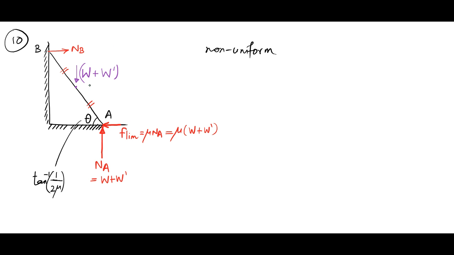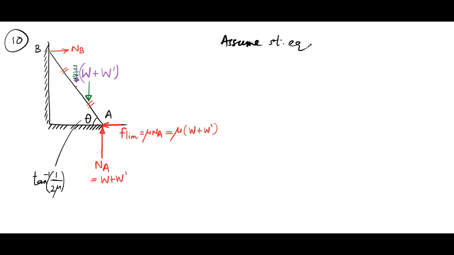Let us say that W plus W dash acts at a lower position over here. The force is the same in magnitude, but rather than acting at this point, it's acting closer to A. Now, does the ladder remain in equilibrium? Let's figure that out. One of the ways to do it is to assume static equilibrium and then check for contradictions.